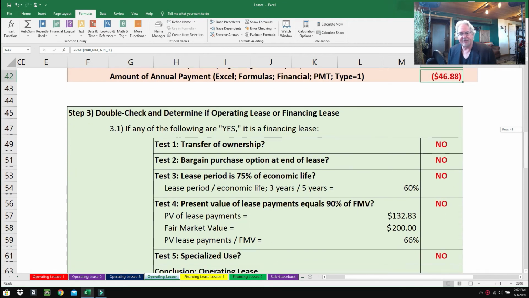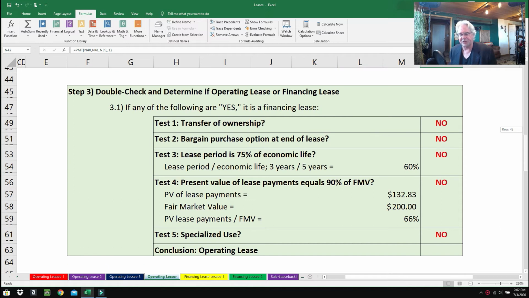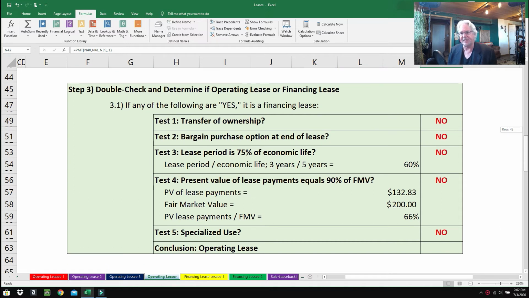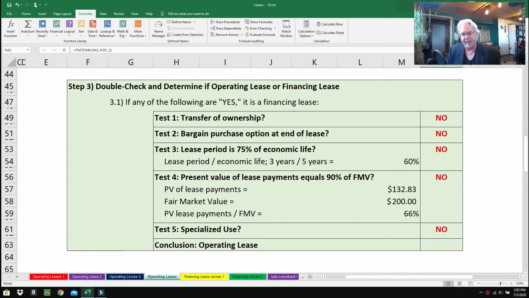So coming down to step 3, we're going to double check, make sure this is an operating lease or a financing lease. And actually, it's easy for us here. All the answers, as you can see, are no, and that means it's an operating lease. If any of these answers were yes, it would be a financing lease, but let's go through them real quickly. So test number 1, is there a transfer of ownership? No, Wynn's Construction is not going to own that weed whacker.